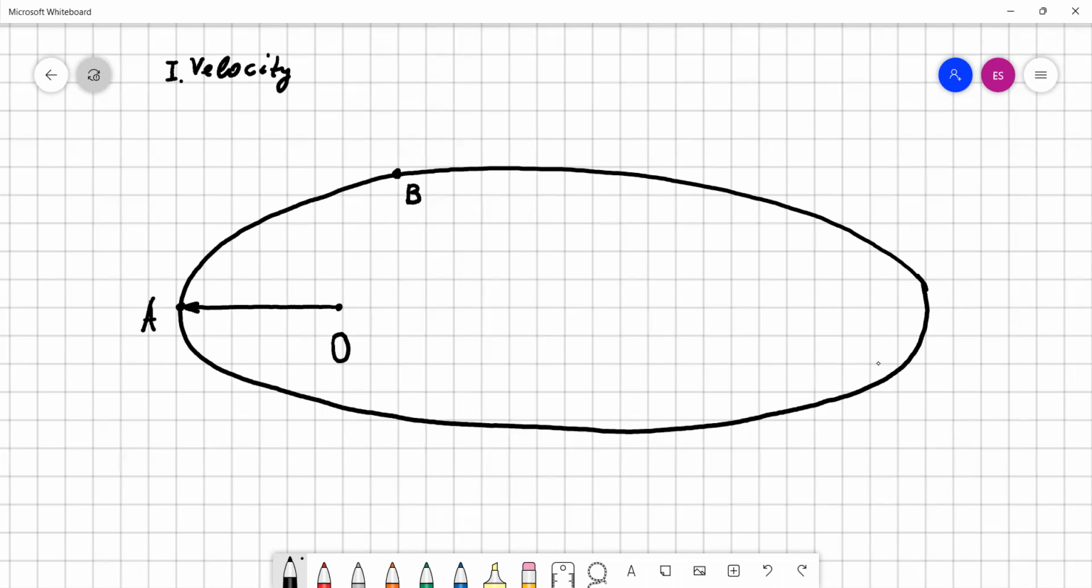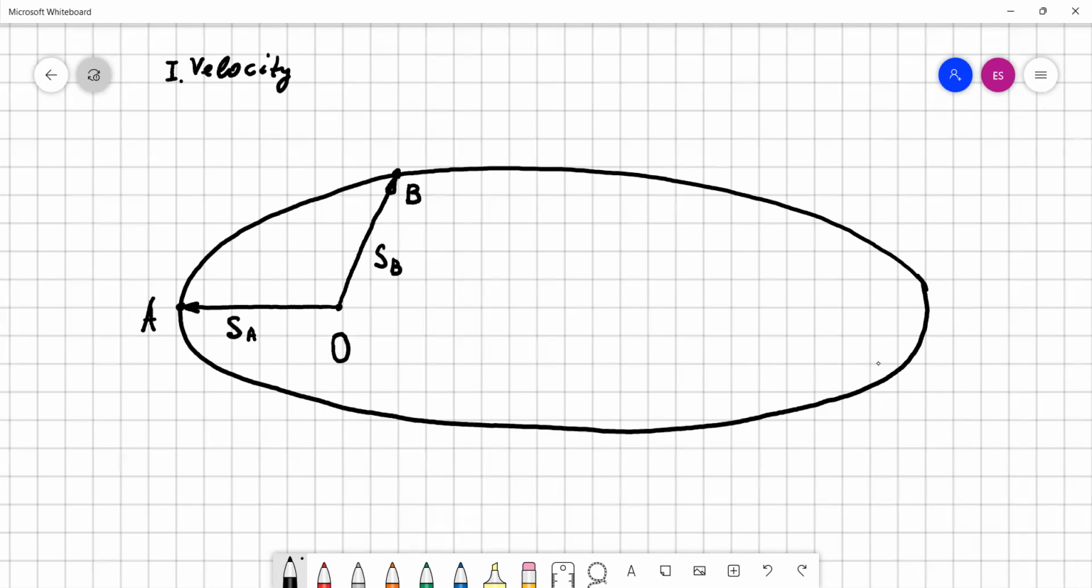I'm going to label it as A. Position is sometimes labeled as S and sometimes as D. For position vector B, I'm going to connect the origin to the point B and label it as B, right?